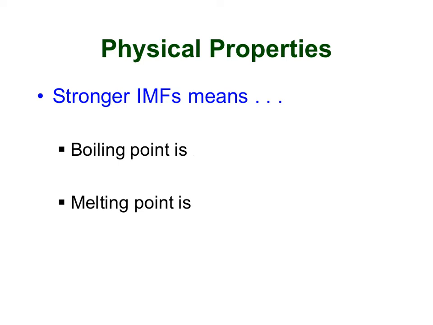So if I have something that has stronger intermolecular forces, would that mean the boiling point is higher or lower? Right, it's going to mean it's higher. It's harder to make it come apart because the forces are so strong. I have to heat it even more to overcome those forces. So the boiling point should be higher.